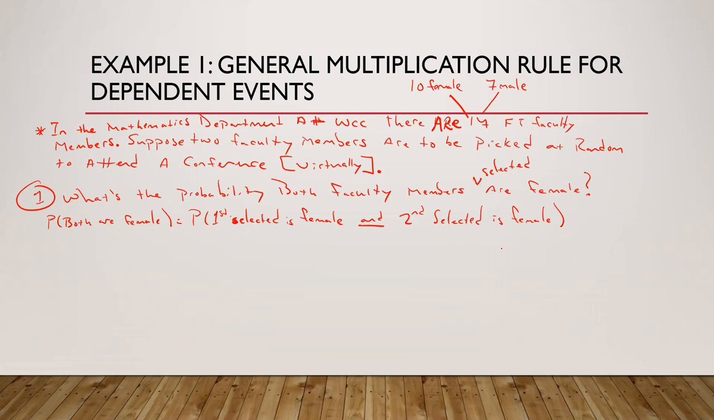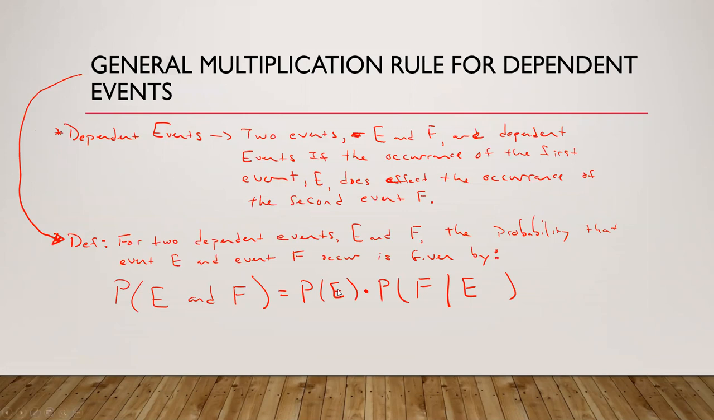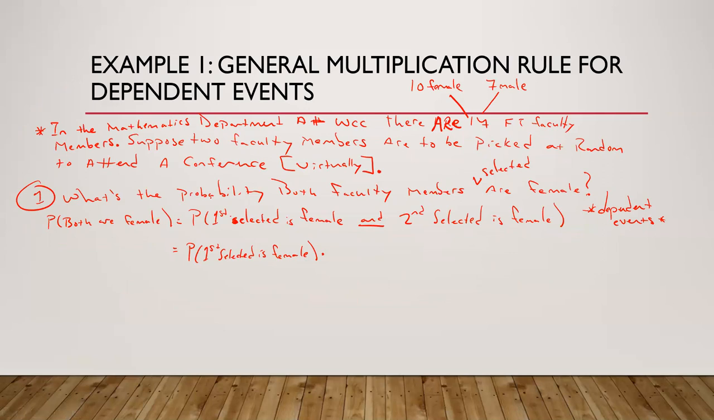After you take the first female out, probably select another female, it's going to change. So just so you can see, I'm going to write out the formula and everything. So these are dependent events, so this is going to multiply. It's probably the first selected is female times, now you just have to use this formula. When you go to compute the second part, you have to do the conditional probability. You have to compute the second event given that the first event occurred. So it's times the probability the second selected is female given the first selected is female.